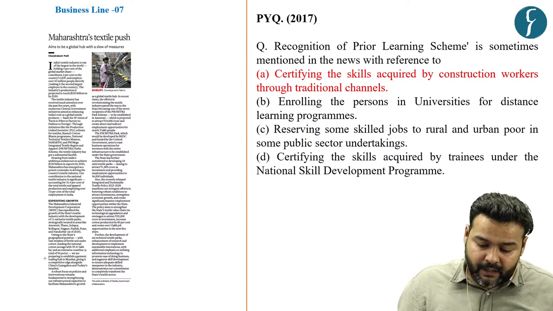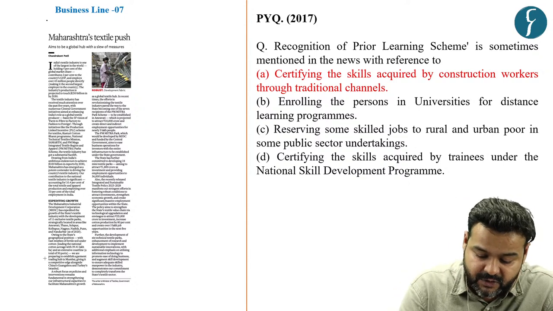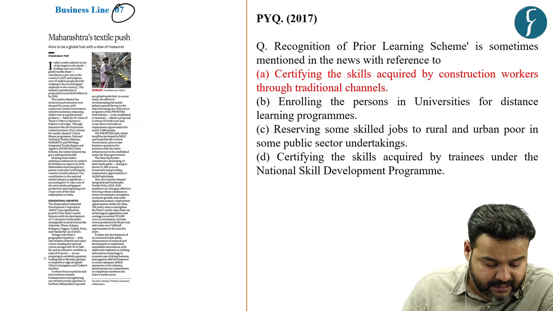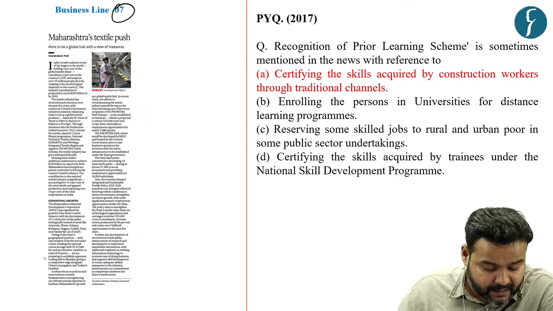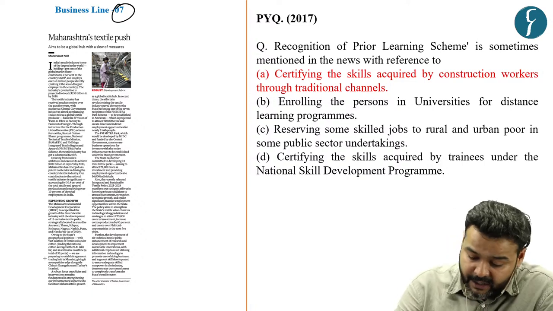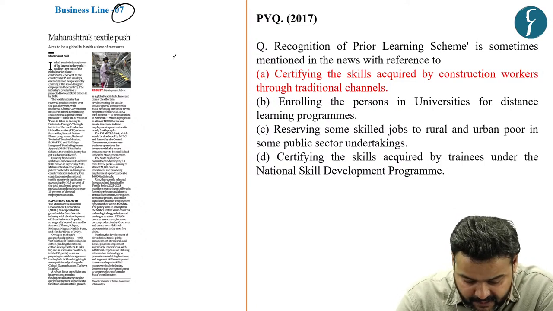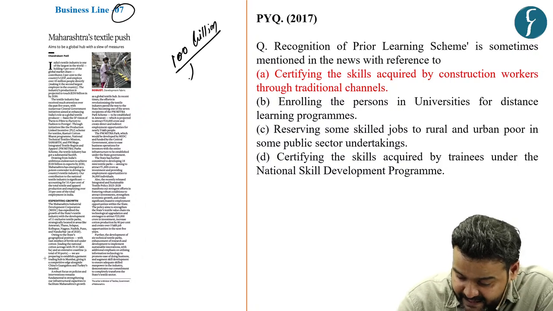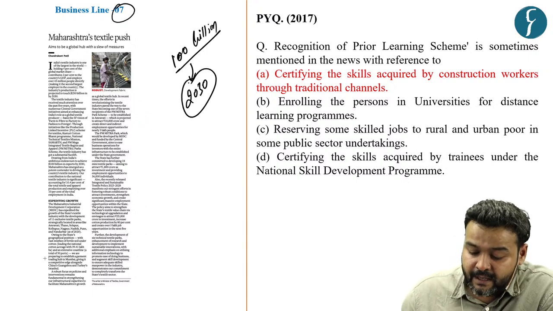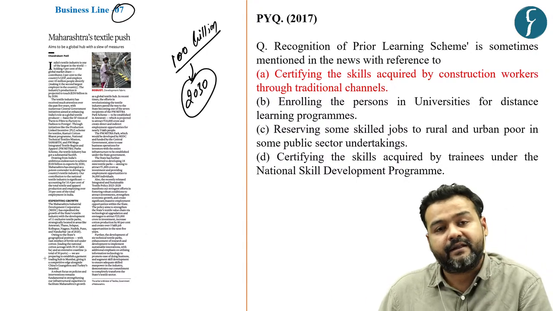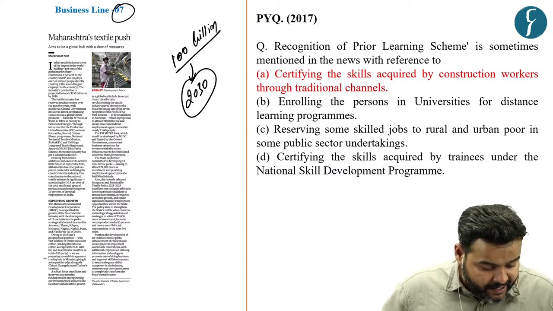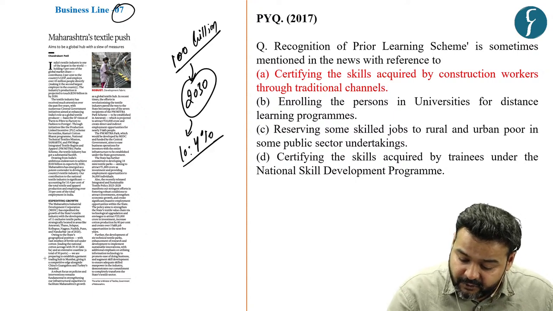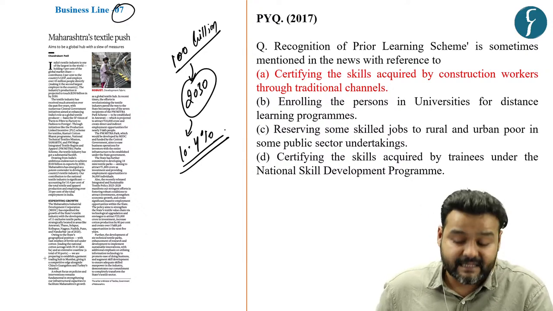Now the next question is inspired from this news article which featured on page number 7 of the Business Line. Maharashtra is a significant force in propelling the country's textile industry, because we set a target of achieving $100 billion of exports in the textile sector by 2030. And Maharashtra has been the flag bearer in achieving this. You can understand this with the fact that it contributes around 10.4% of total production in the textile sector.